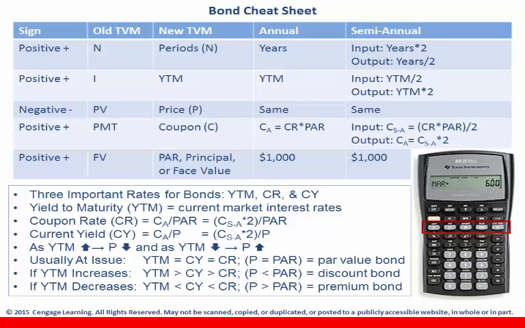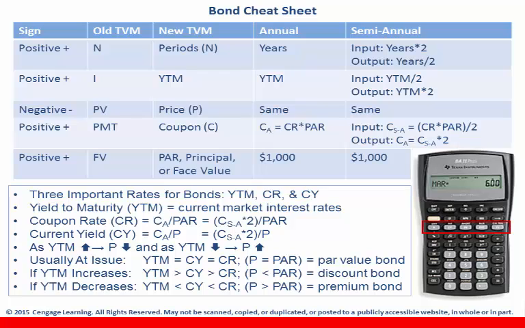You usually want to have that in terms of an annual amount, but if you're solving for a semi-annual bond, you're going to have to divide by 2 as an input. Now, if you solve for yield to maturity on a semi-annual bond, it's going to come up as a semi-annual yield to maturity, and you'd have to multiply by 2 to get the annual yield to maturity.